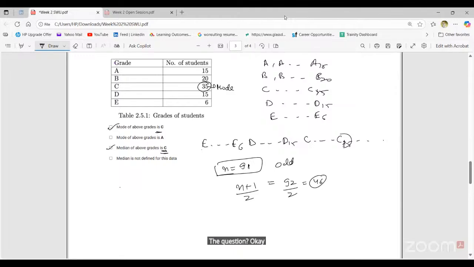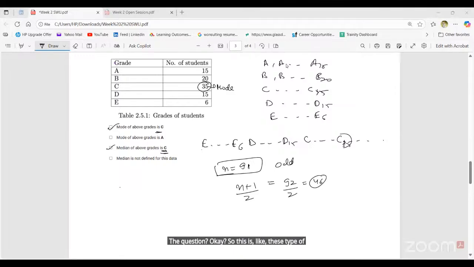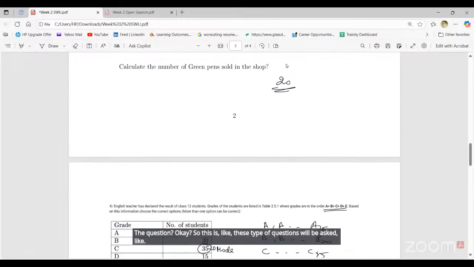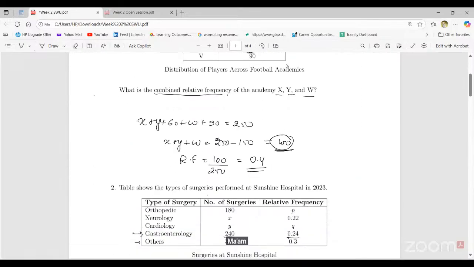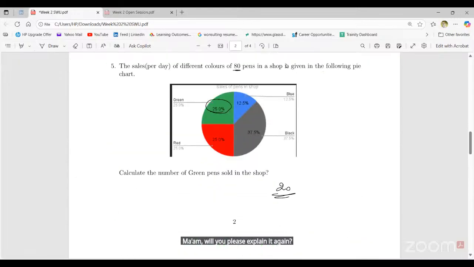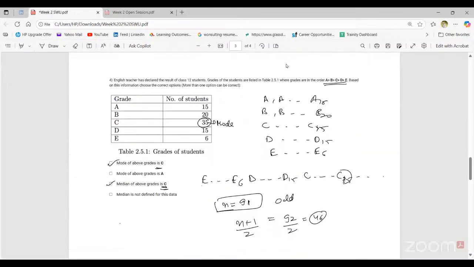Okay. So these types of questions will normally be asked in the assignments or in the exam. Ma'am, will you please explain it again? Which one? The last one? Yeah, ma'am, the median part.